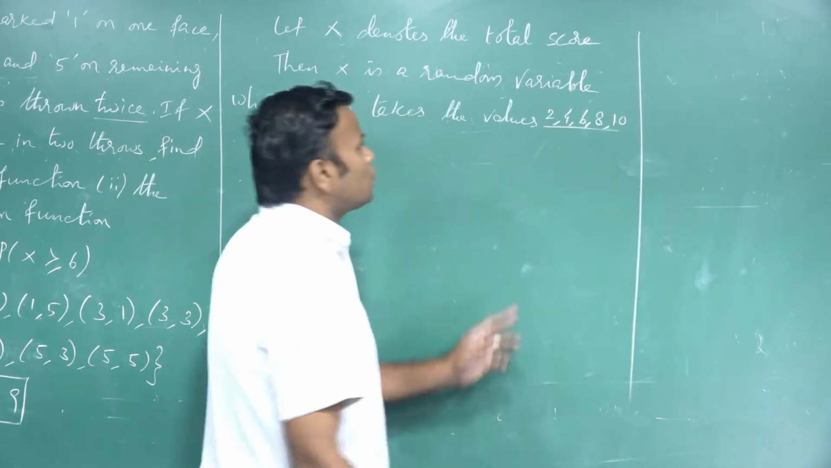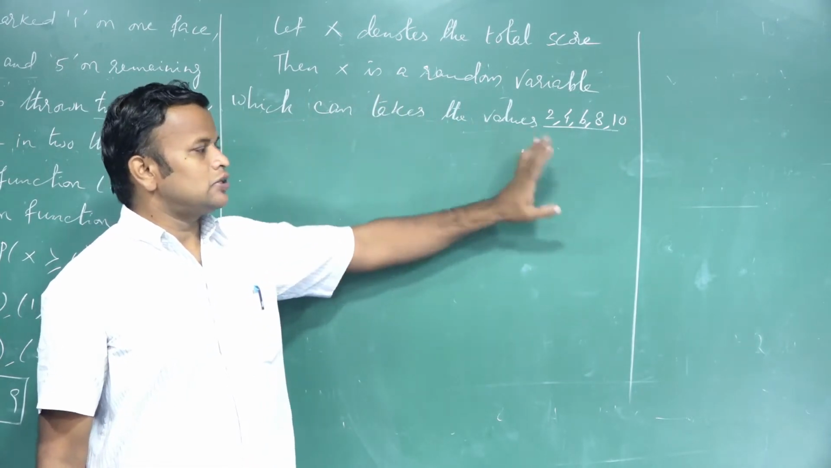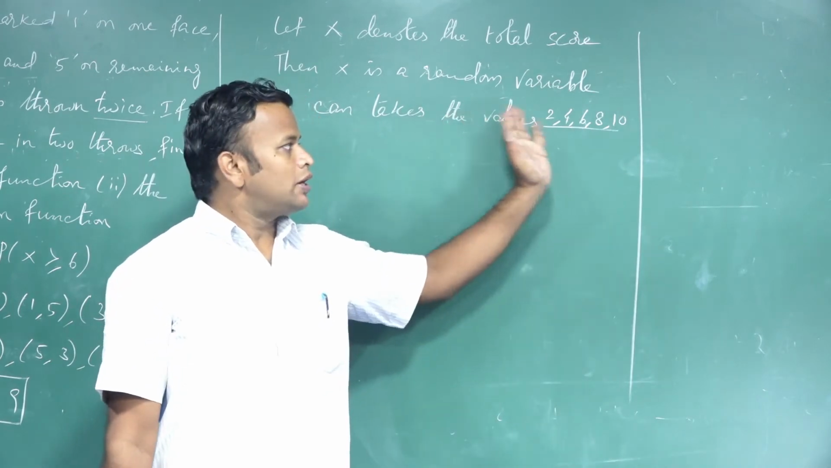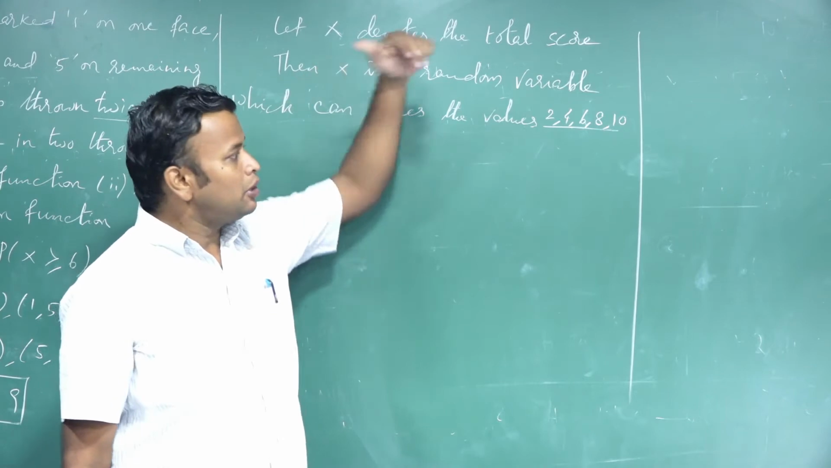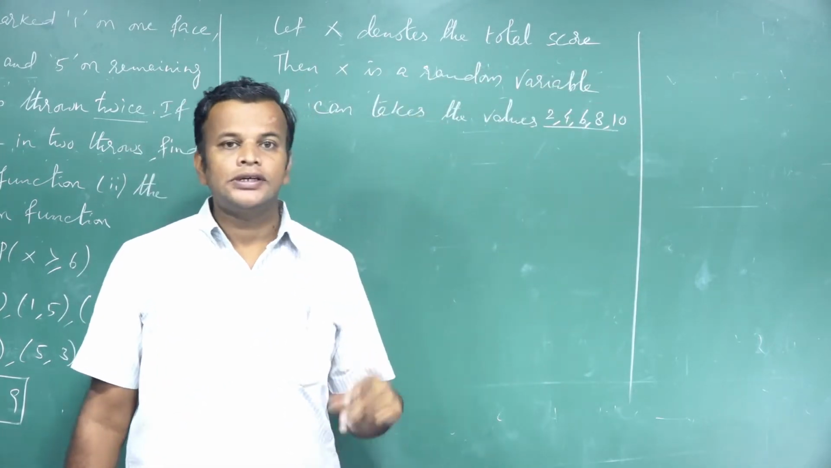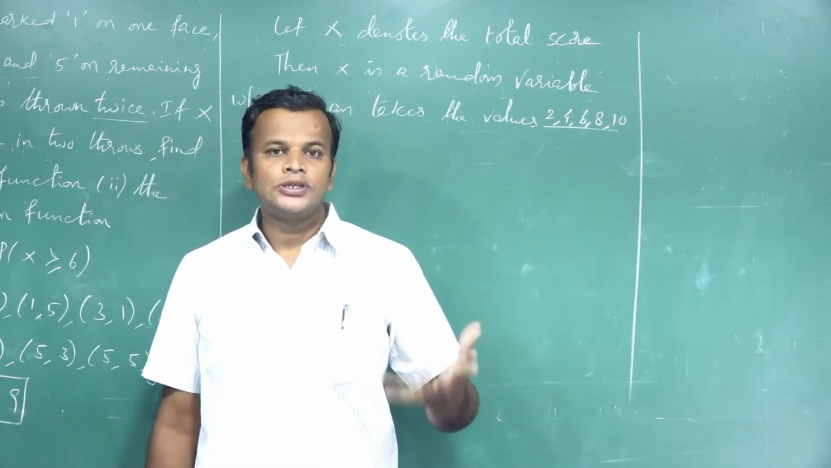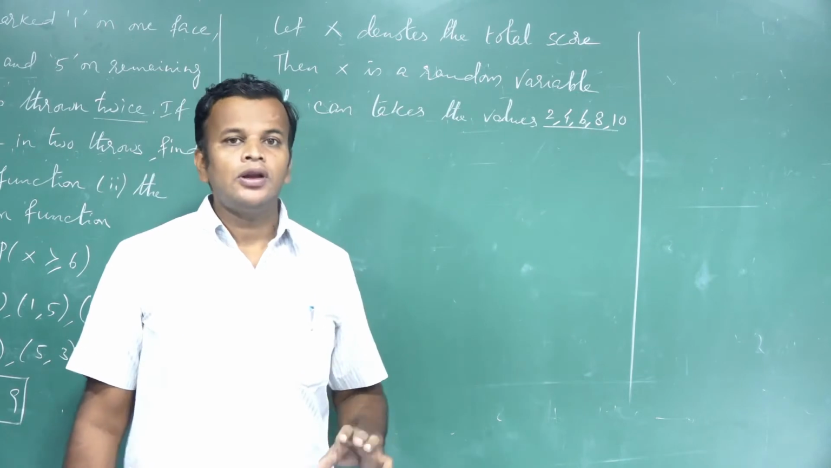So these values of the random variable are very, very important. Then X is a random variable which takes the values 2, 4, 6, 8, 10. These 5 values only will come when the die is thrown twice in the given sum. The minimum value is 2 and the last value is 10. So the first step is to find the values of the random variable. What is the next step? To find the probability of each and every random variable value.